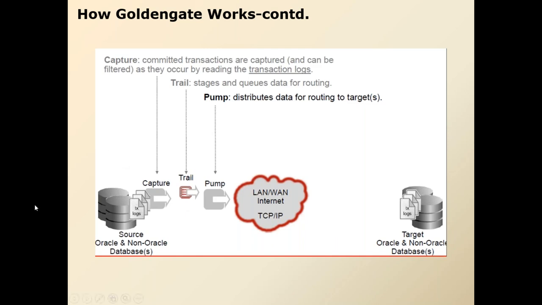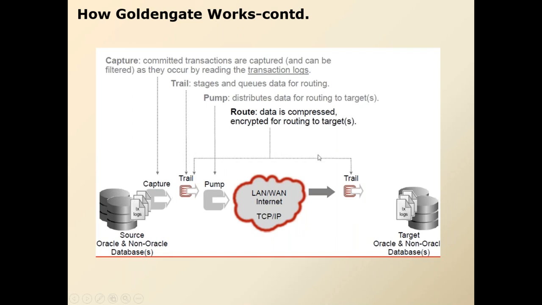Once the data becomes available in these trail files, you have the GoldenGate data pump process. Data pump process means it pumps the data from source to target. What is the work of the pump process here? The pump process reads the data from the trail file on the local machine, called local trail. It sends it over the TCP/IP network and writes it to a trail file on the target machine. These trail files on the target machine are called remote trail.